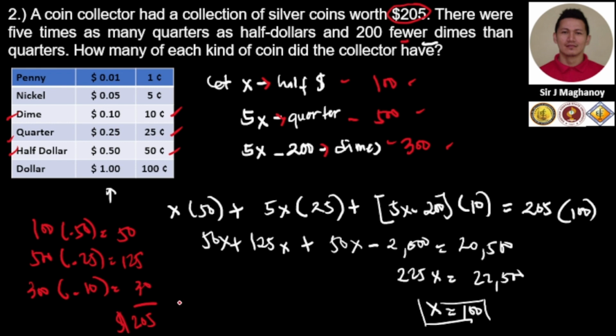in US dollars. So we can say that our answer is correct. The number of half dollars is 100, then for your quarters, 500 pieces, and for your dimes, 300 pieces. Okay, I hope you understand our coin problem. Let's move to our next example.